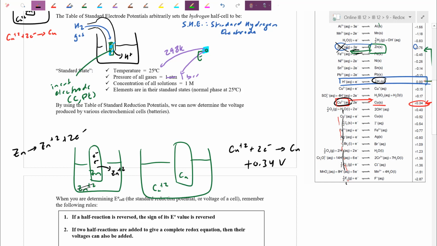The site of oxidation, the metal plate that's involved, is called the anode. The site of reduction, the metal plate that's involved, is called the cathode. And by setting up these 2 half cells in 2 separate beakers, we can connect these two here with an external wire. Electrons always flow. Electrons flow anode to cathode.